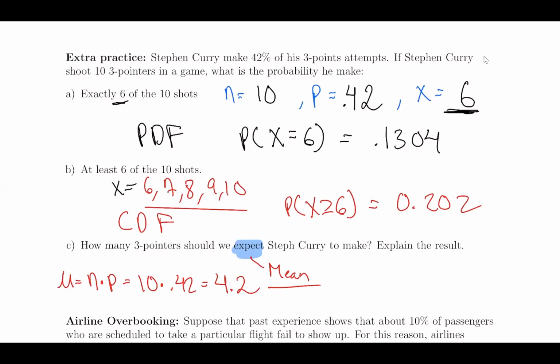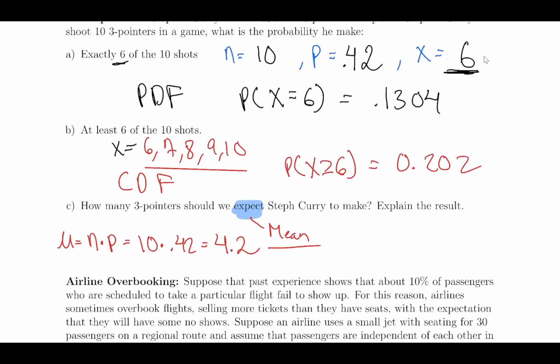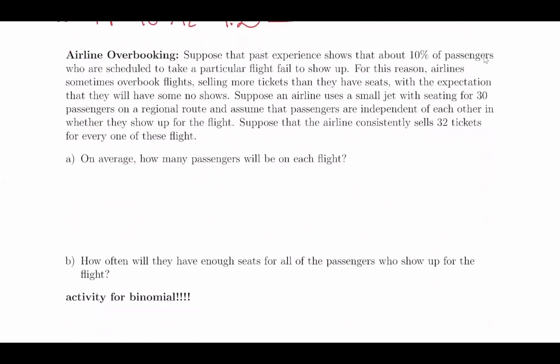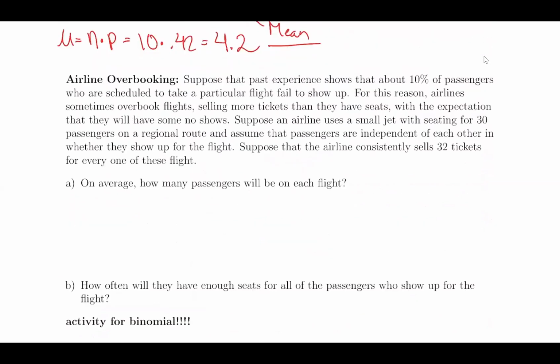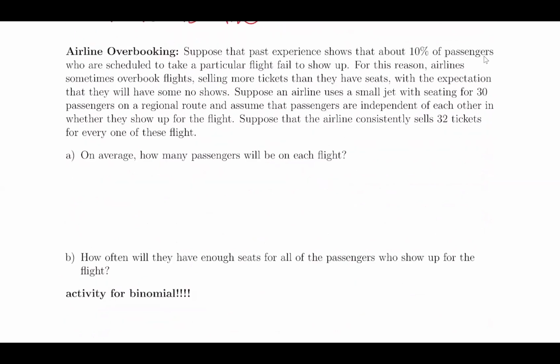So there are going to be nights where he makes 5 out of the 10, or there might be nights where he makes 3 out of the 10. But the mean is telling us this is how much we should expect him to make if he does shoot 10 of them. All right, and that's it for that last problem. Any question in regards to the last problem? Cool. All right, and if you need an extra one, you could just do this other question, and that should help you out for binomial.